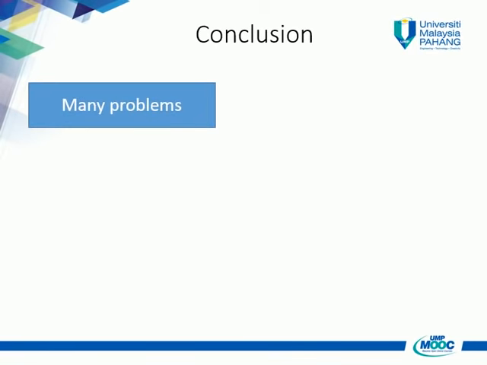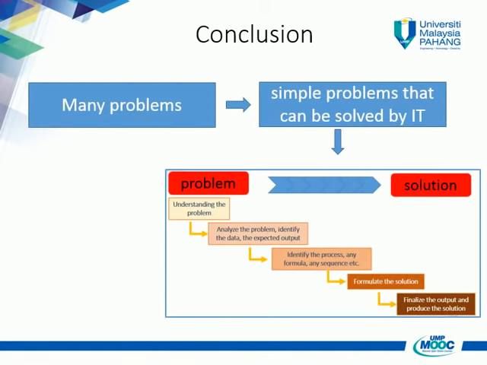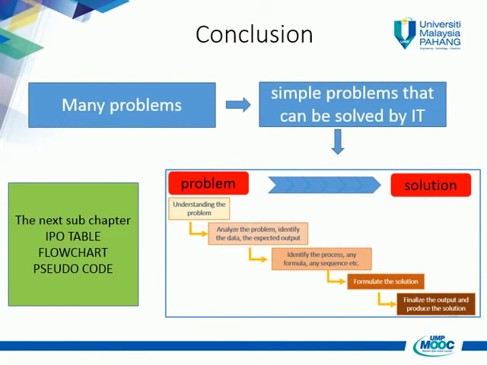For the conclusion of this introduction subchapter, there are many problems, issues and situations in our daily life. Some of them can be solved using ICT or a computer, but some cannot. The most important element is the ability to implement the step-by-step activities from the problem status until producing the solution. In other words, the student or developer is able to apply any problem-solving technique that provides the input element of the problem, then the process involved, and finally the output. The following subchapter will cover the IPO table, flowchart and pseudocode.